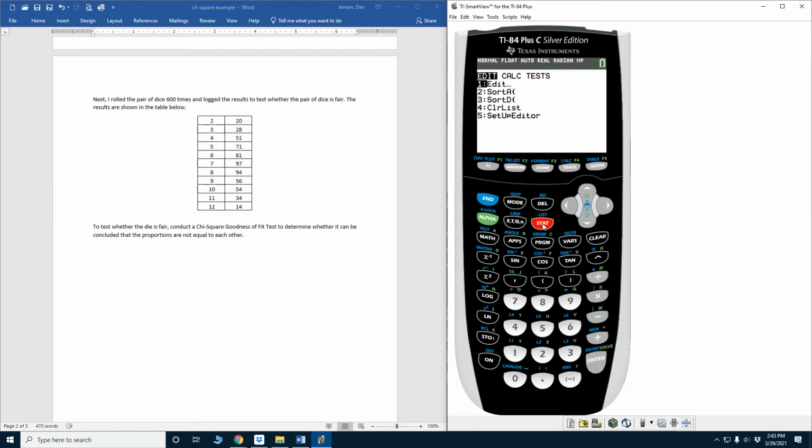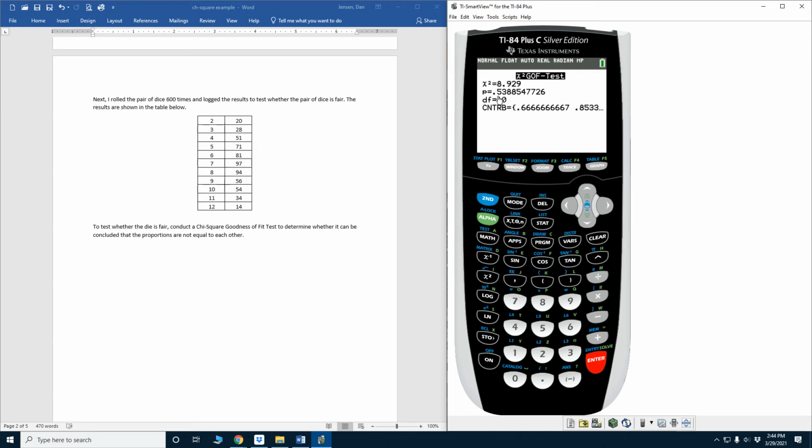Now, if I go back to stat, tests, this time to get to the bottom of the list, I'm simply going to scroll up. I'm at the bottom of the list, I'm going to select option D. I'm also going to remember the chi-square goodness of fit test is option D. I press enter. Yes, my observed is in L1. My expected is in L2. My degrees of freedom, be careful, I don't have 12 here. 1, 2, 3, 4, 5, 6, 7, 8, 9, 10, 11 categories. So degrees of freedom is 11 minus 1, or 10. Calculate that. I have a chi-square value of 8.929. P-value is 0.539. Therefore, I cannot conclude that the dice are unfair.